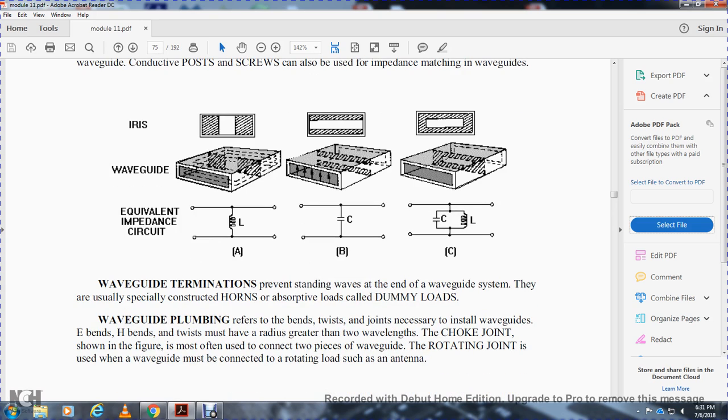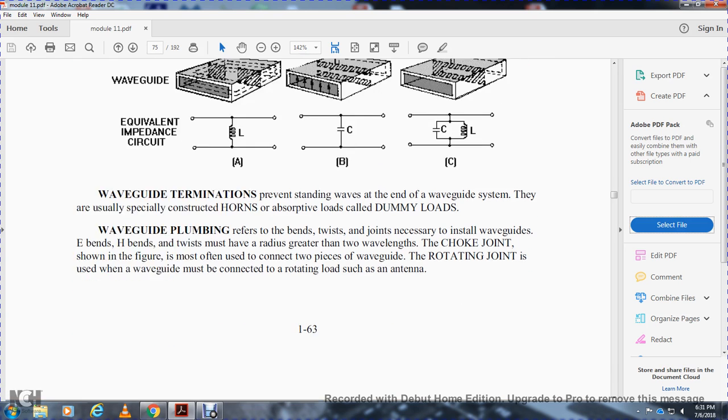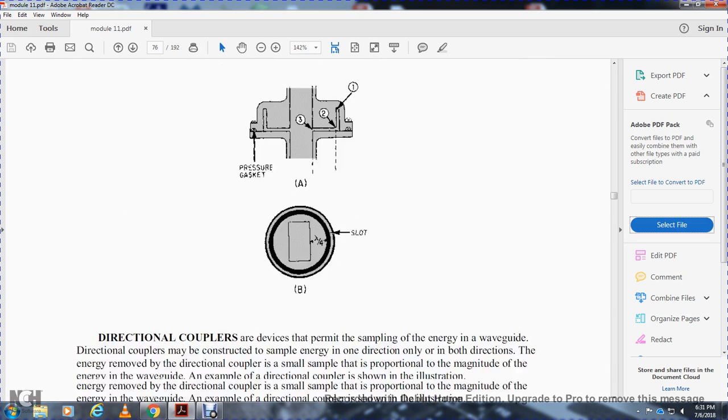A waveguide termination prevents standing waves at the end of the waveguide. Usually specially constructed horns absorb the energy, acting as the dummy load of the waveguide. Plumbing refers to the bends and twist joints necessary to install the waveguides. Electrical bends and magnetic bends and twists may have a radius greater than 2 wavelengths. The choke joint is shown in the figure. It is most often used to connect the points of the waveguide. The rotating joint is used for waveguides connected to rotating loads such as an antenna. It includes a pressure gasket and a rotating joint.